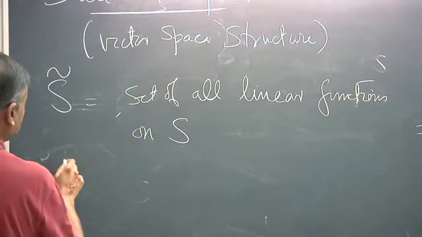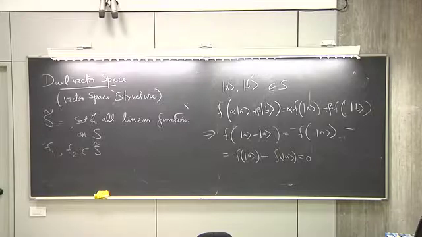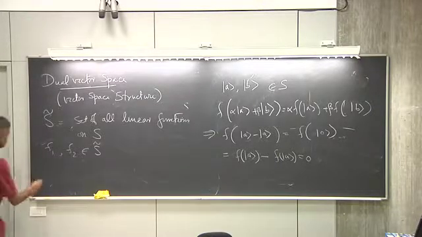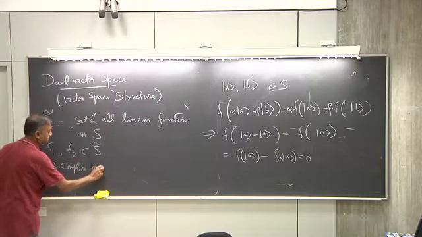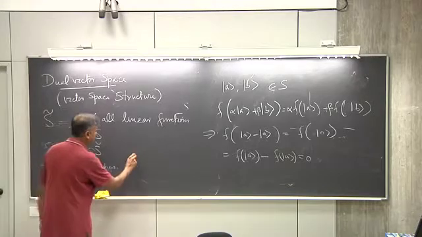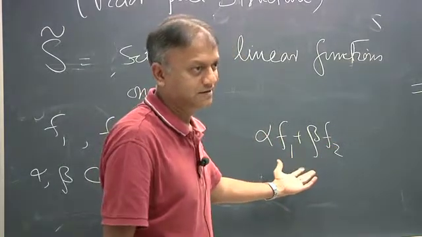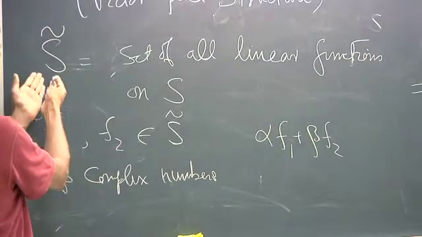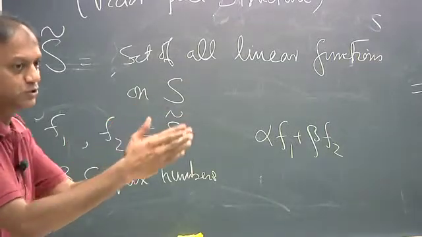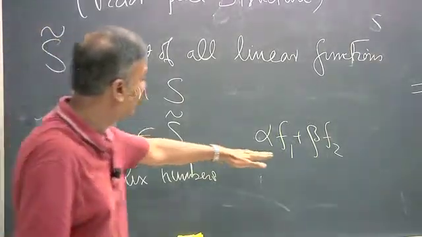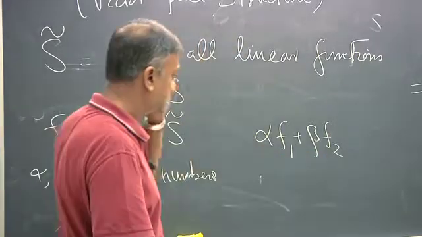Now let's say f1 and f2. Suppose f1 and f2 belong to S tilde, then I need to define a notion of addition and multiplication by numbers. So suppose alpha and beta are complex numbers. Then I want to define what I mean by alpha f1 plus beta f2. This should be again another linear function, because if we want to show that this is a vector space, there must be an operation called addition which takes two elements and maps it to another element in the same set. So we want some definition of addition such that this is again a linear function.